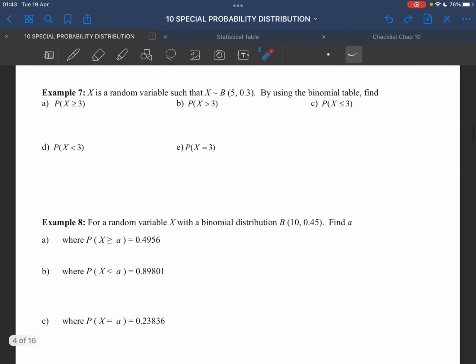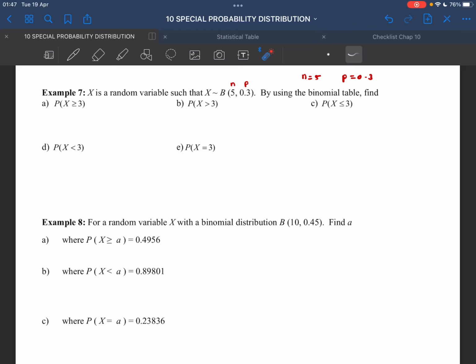Let's just go straight to example 7. Alright, so example 7, x is a random variable such that x is a binomial distribution with n equals to 5 and p equals to 0.3. Okay, so we have n equals to 5, p equals to 0.3. So this question specifically asks us to use binomial table to find P(X ≥ 3). So as I said before, if you want to use table, it has to be greater and equals. Okay, greater saja tak boleh, equal saja tak boleh, dia kena greater and equals. So now we have x greater than equals to 3.